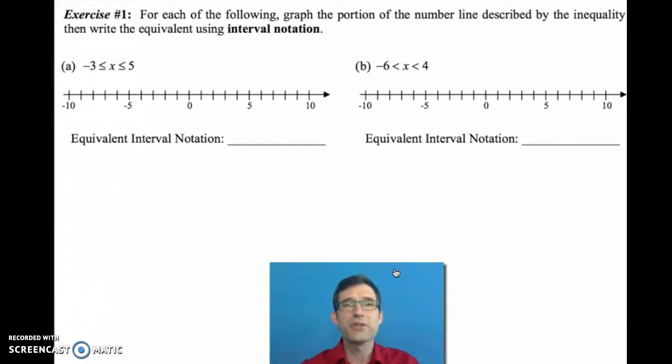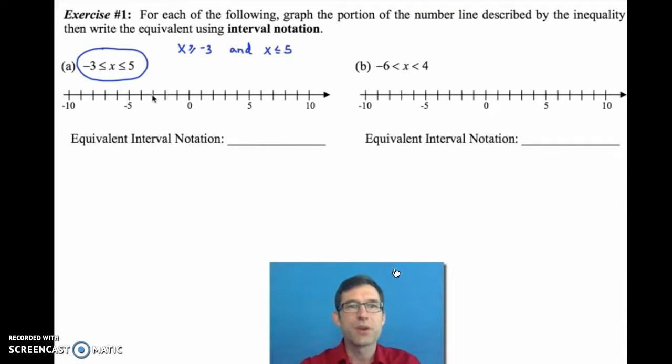Exercise 1 says, for each of the following, graph the portion of the number line described by the inequality, then write the equivalent using interval notation. So we've seen an inequality like this, and remember what this really says is that x is greater than or equal to -3, and x is less than or equal to 5. So we want all the numbers that fulfill both of those two things.